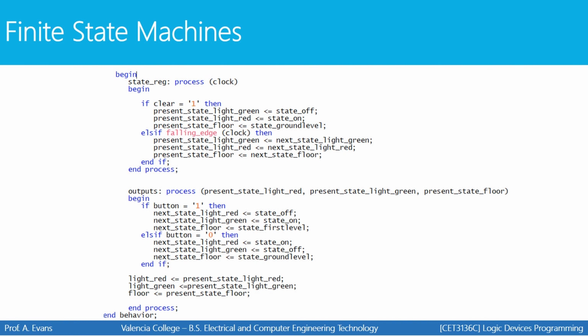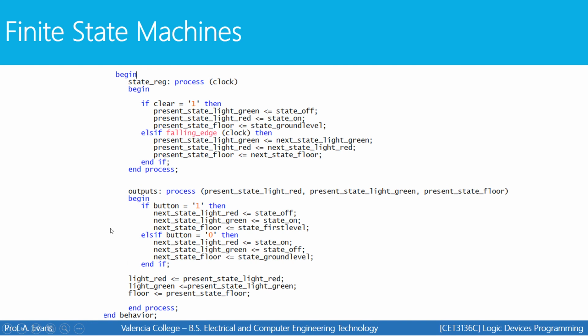And in this particular implementation, I have 2 processes. The first one is our state register process. Notice that it controls what happens if clear is a 1, where we set our initial states. So the green light will be off, the red light will be on, and we'll be on the ground floor. If there is a falling edge of the clock, that's when we transfer everything in the state register. So the next state will become the present state when the clock makes a transition. There's our state register process.